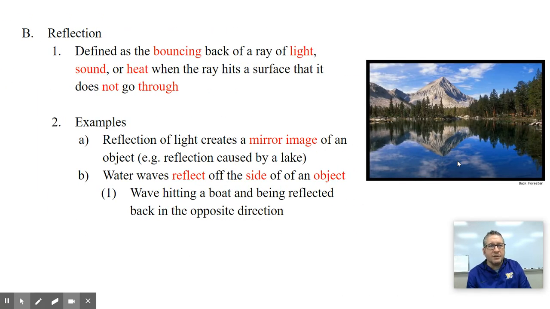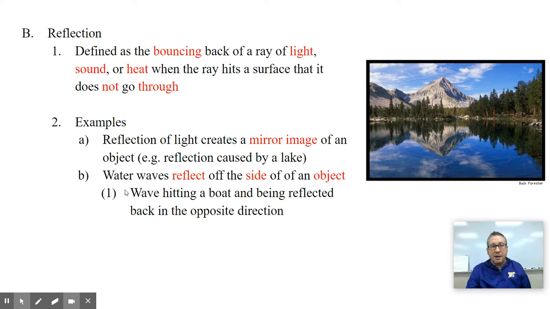Let's talk about reflection. We all know what a reflection is, right? It's defined as the bouncing back of a ray of light, sound, or heat when the ray hits a surface that it does not go through. So, reflections of light can create a mirror image of an object, much like what we see here in this lake. The water waves are going to reflect off of the side of an object, like a wave hitting a boat, for example, and being reflected back in the opposite direction.